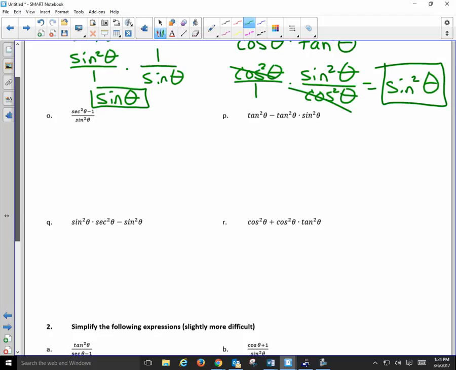Letter O, secant squared minus 1. We just did it. Tangent squared. Good thing we were here on Friday. Now we know how to do that one. How do you rewrite tangent squared?